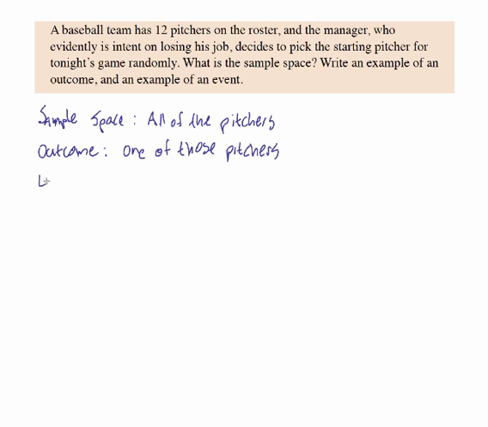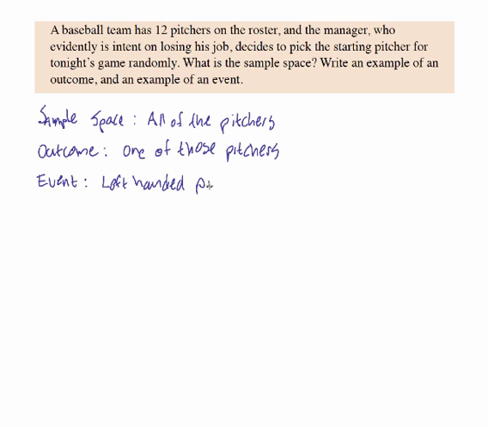The point is to contrast that with an event. An event is any subset of the sample space, so an event could be made up of multiple outcomes. Any individual outcome is also an event, so if you wanted to sort of weasel out, you could just say an event is one of those pitchers, but it would be more interesting to put together maybe a group of pitchers. So I thought about choosing a left-handed pitcher.